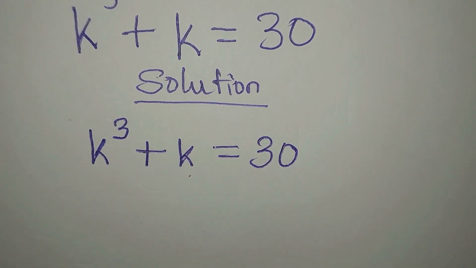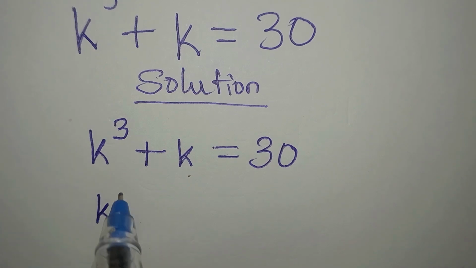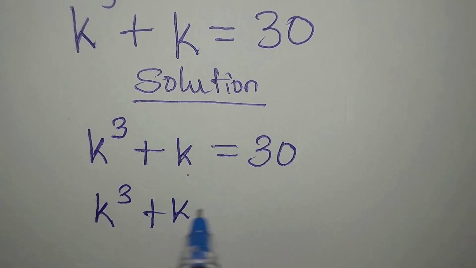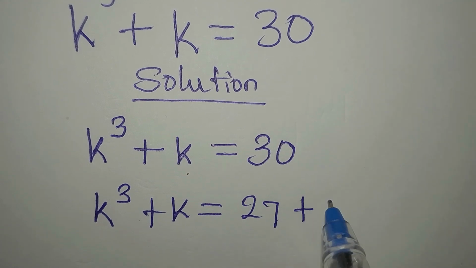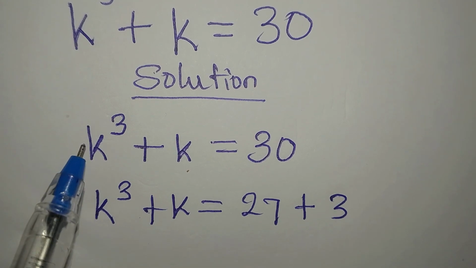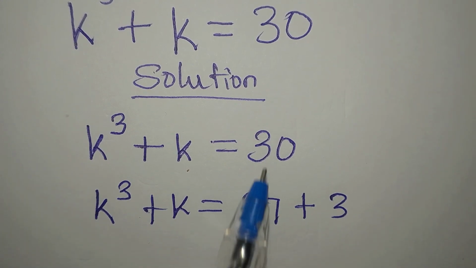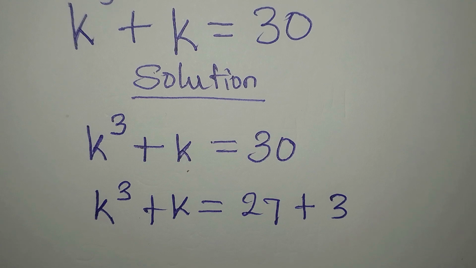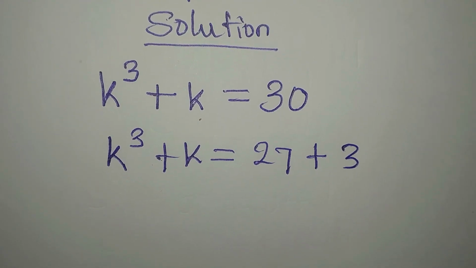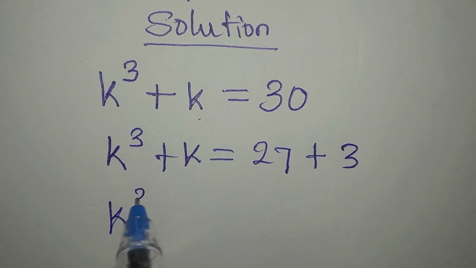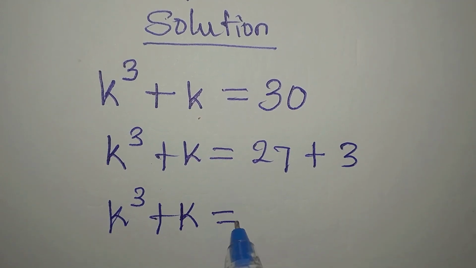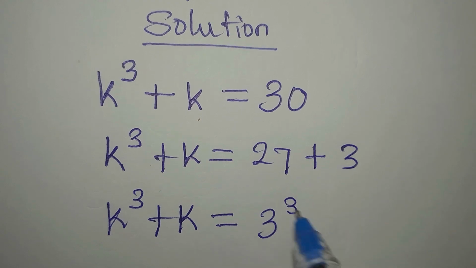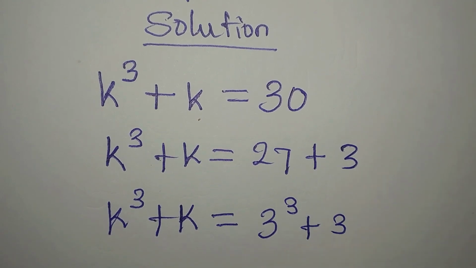I think it's possible. So we have k to the power of 3 plus k equals 27 plus 3. This is because I can express 27 in this form, and 27 out of 30 will have 3 more. So this is okay. So now k to the power of 3 plus k is equal to 3 to the power of 3 plus 3.